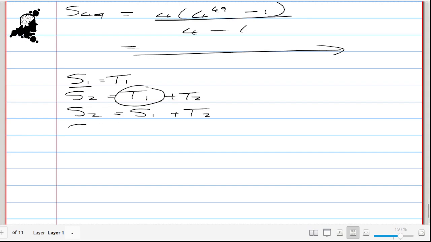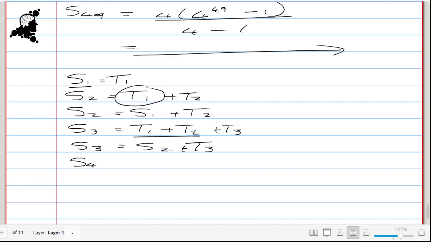Wonderful. S3 is equals to T1 plus T2 plus T3. But T1 plus T2 is actually S2. So I can say S3 is actually S2 plus T3. If I want S4, this is going to be T1 plus T2 plus T3 plus T4. T1 plus T2 plus T3, that is actually S3. So this is going to be S3 plus T4.